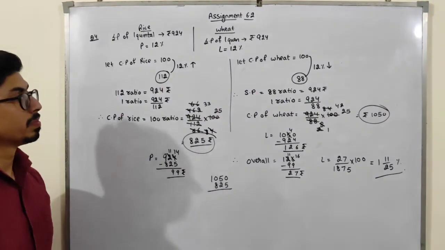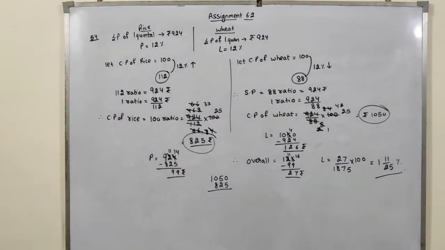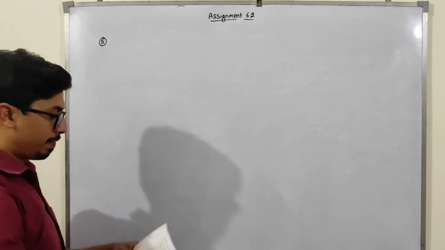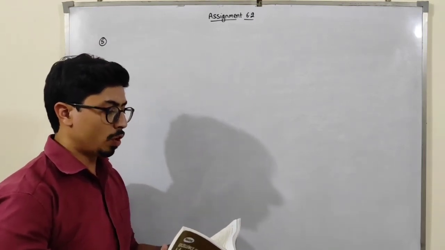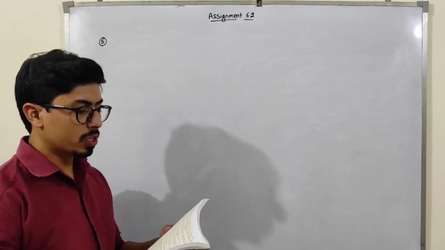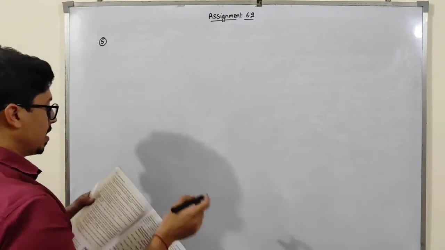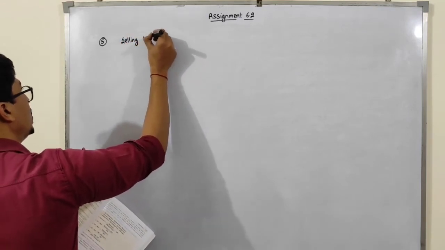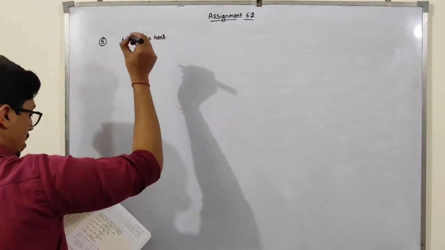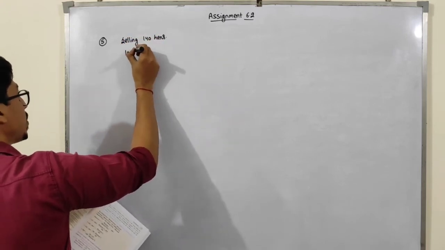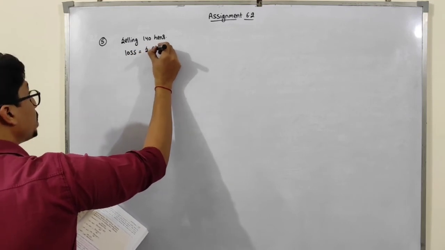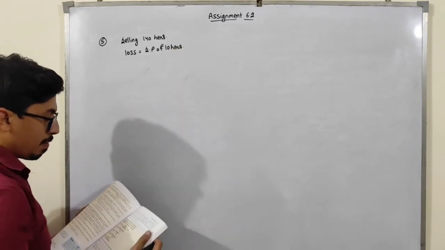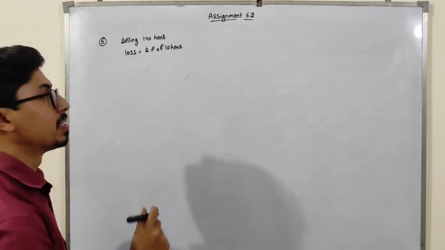Okay, students. Question number 5. See, in question number 5, students, by selling 140 hens, Ramesh lost the SP of 10 hens. He is selling 140 hens, and the loss is equal to the SP of 10 hens. Find its loss percentage. I have to find out the loss percentage.